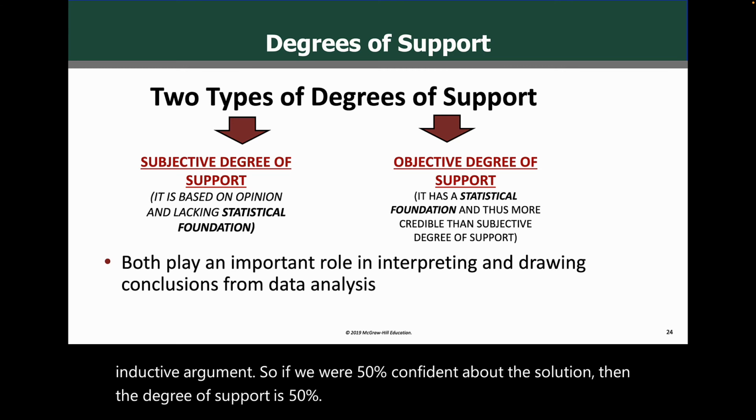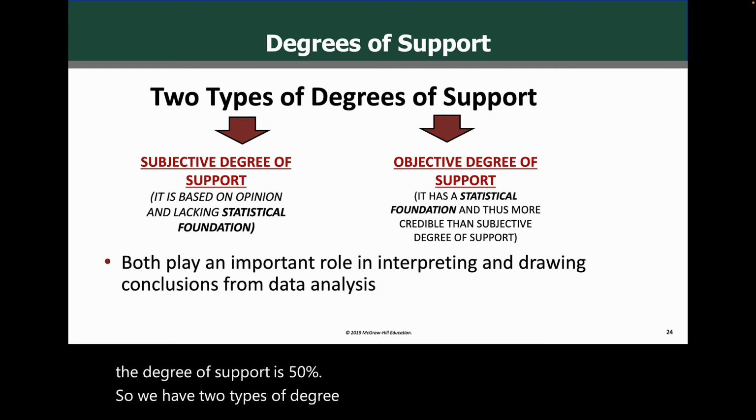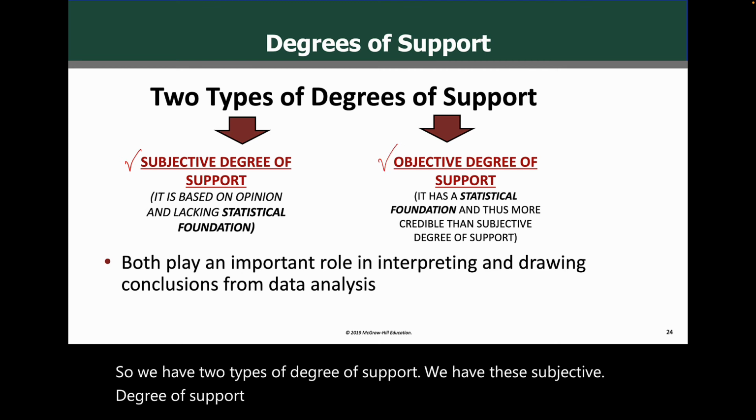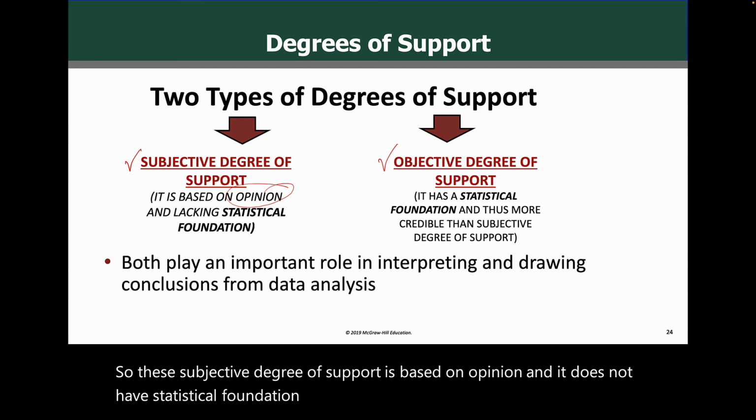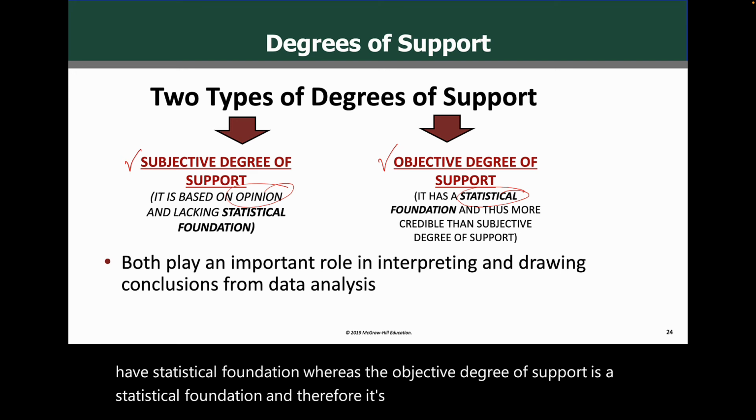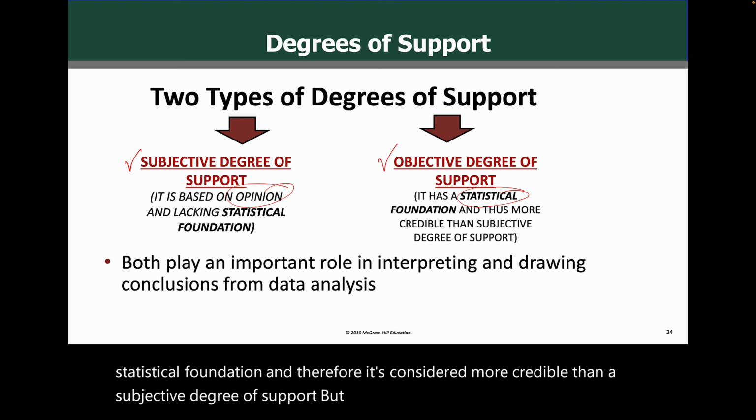So we have two types of degree of support: the subjective degree of support and the objective degree of support. The subjective degree of support is based on opinion, and it does not have a statistical foundation, whereas the objective degree of support has a statistical foundation, and therefore it's considered more credible than a subjective degree of support. But both play an important role when we're interpreting and drawing conclusions from our data.